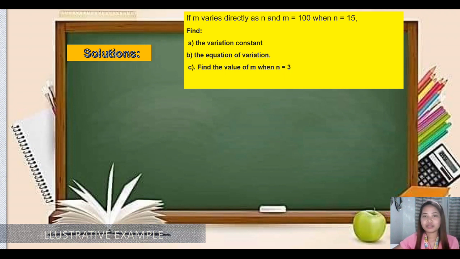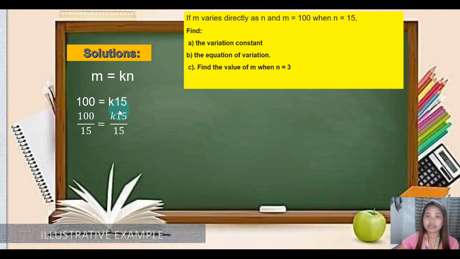So we have M. If M varies directly as N, and M is equal to 100 and N is equal to 15, find the variation constant, the equation of variation, and we have here the condition, find the value of M when N is equal to 3. So the first step, you need to write the formula. So we have M is equal to KN because that is our given. Then substitute the given information into the formula. The value of M is 100 and the value of N is 15, wherein K is the constant of variation.